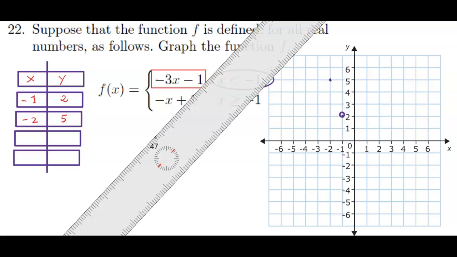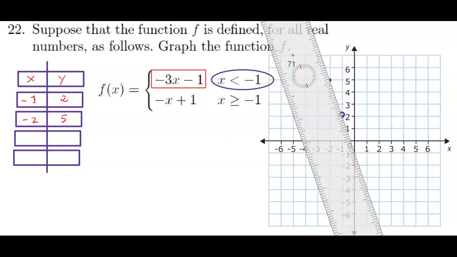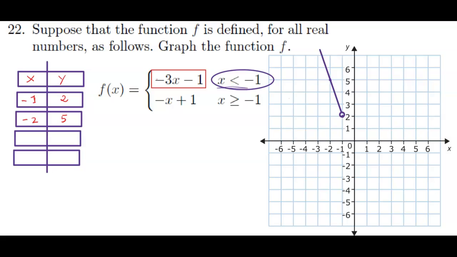Then I'm going to use the ruler. My line is going to go all the way and stop at that point. I can go all the way from this side, but I need to stop at these boundaries. So that's the first piece of the function. Now I can go ahead with the second function. I'm going to use a different color. And again, I'm going to choose -1.